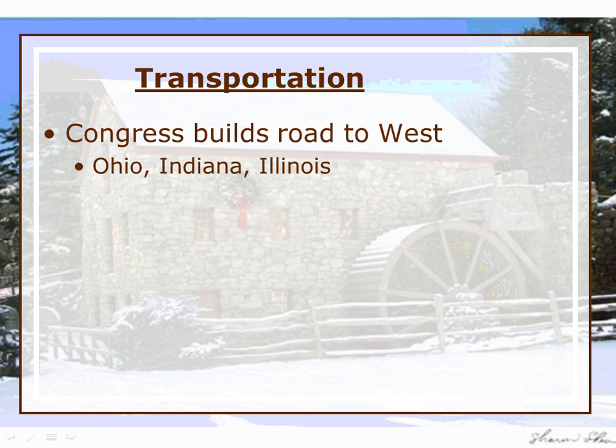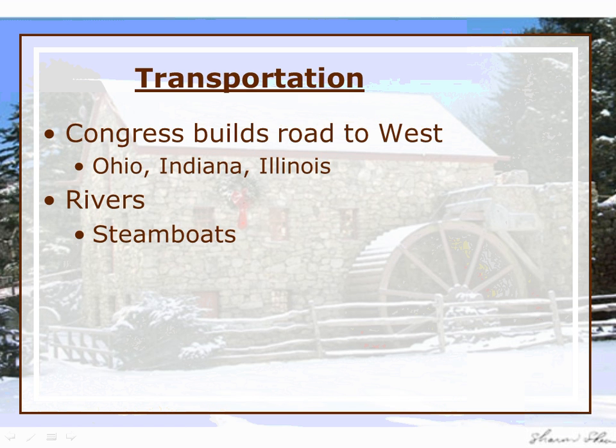Besides roads, what natural thing can you use for transportation? What's a natural thing you can use for transportation? We use it in Minnesota quite a bit, especially for our grain. Rivers, yes. Rivers are a great source of transportation. And they come up with a new invention to make river travel easier and faster, and that's the steamboat.